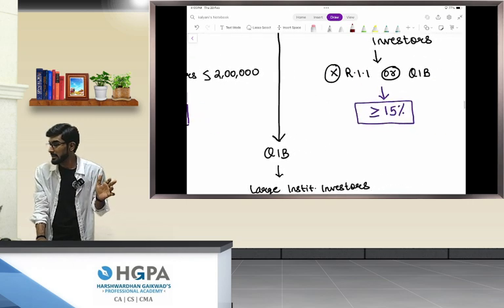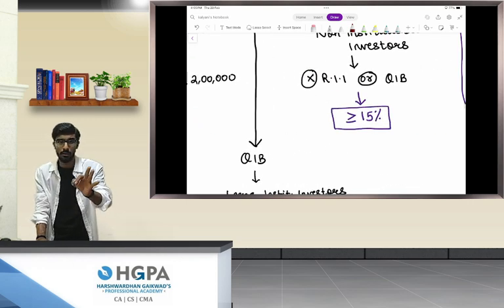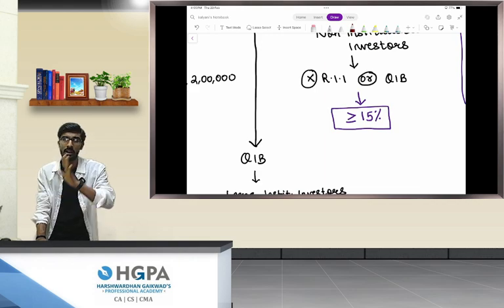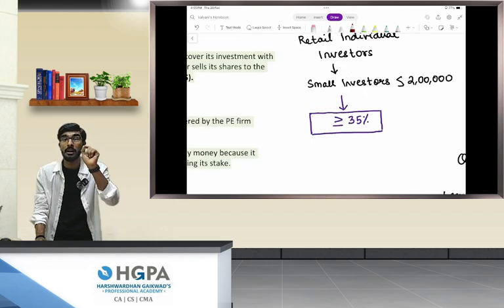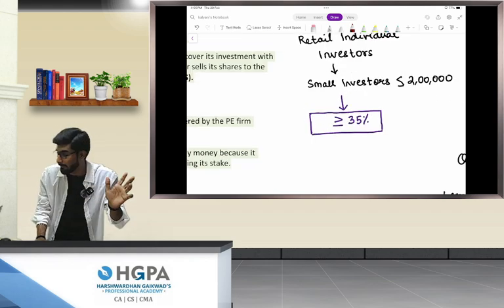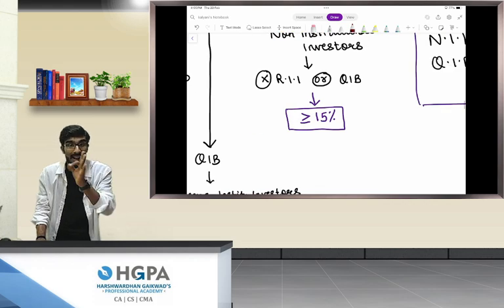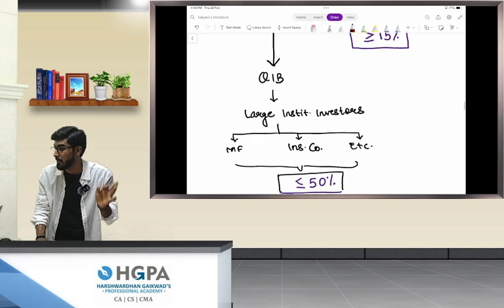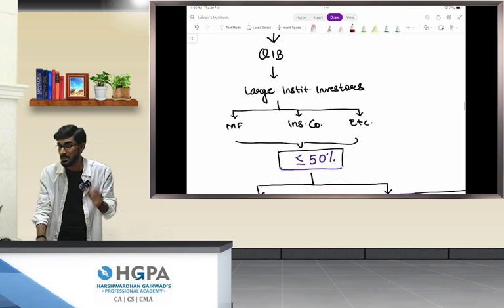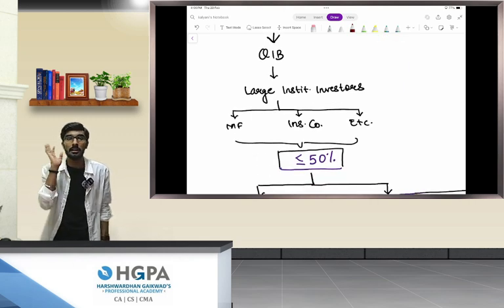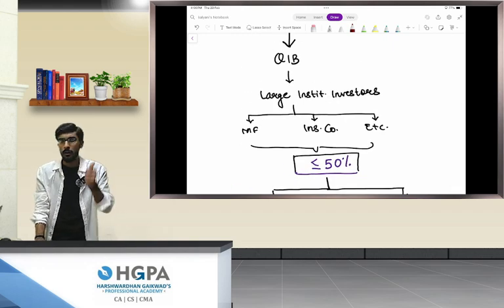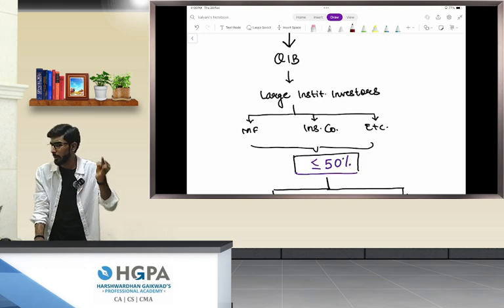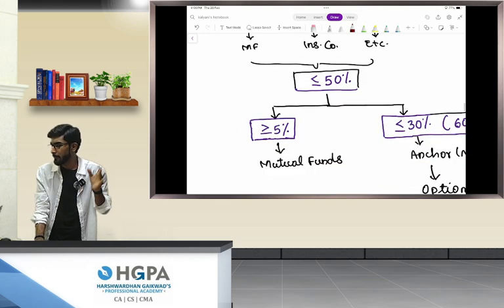In the other cases, you can exceed. You can give 16 shares, 20 shares, 30 shares, 40 shares, 50 shares. But you cannot give less than 35, and you cannot give less than 15. But over here, it is a maximum of 50%, which means you cannot cross the 50 shares criteria. So, qualified institutional buyers include mutual funds, insurance companies, etc.